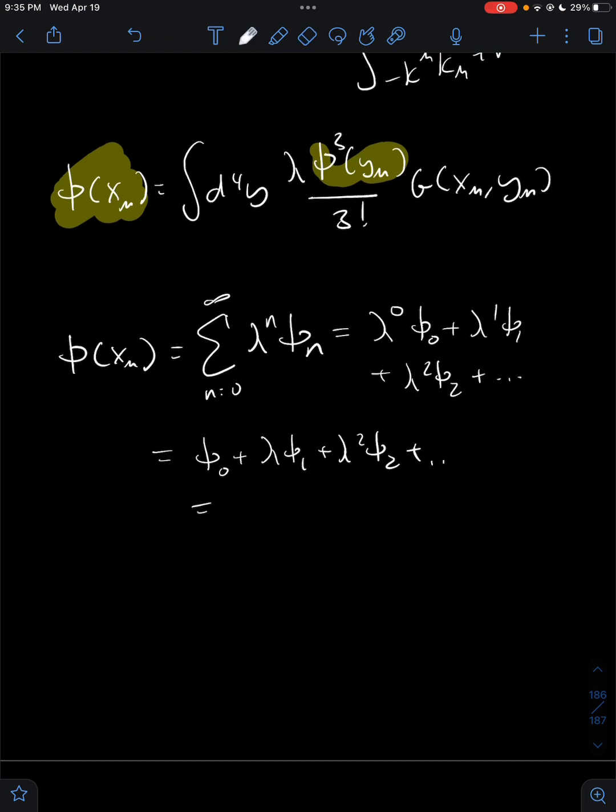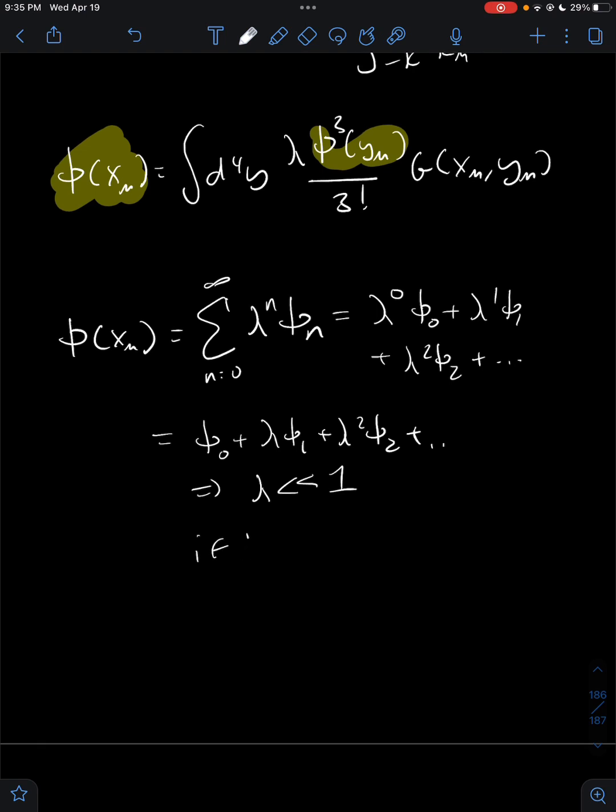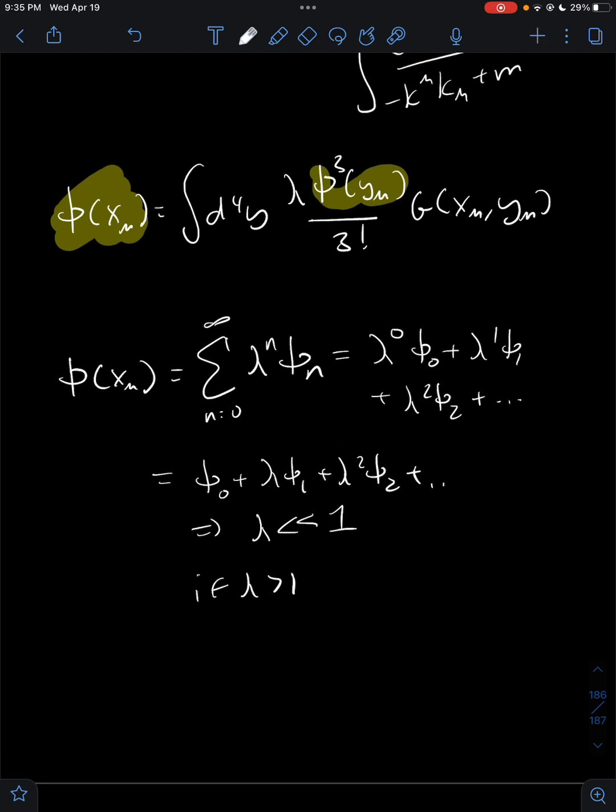This implies that lambda has to be significantly smaller than 1, or just anything smaller than 1, really. Because if lambda is bigger than 1, this means that each time we add a power of lambda, the series will get bigger and bigger, and it will diverge.